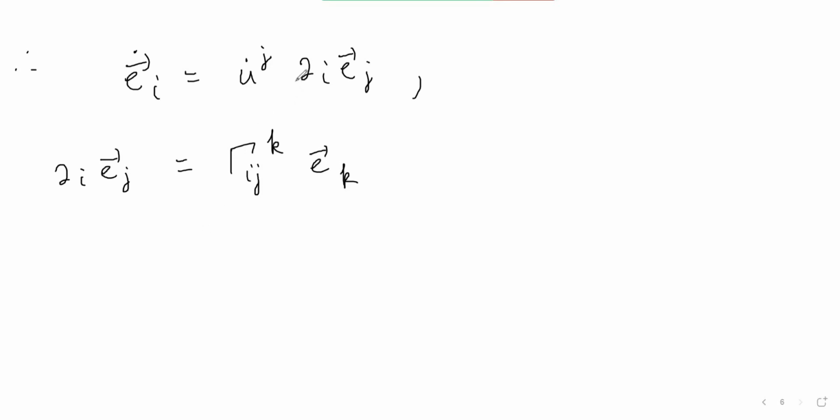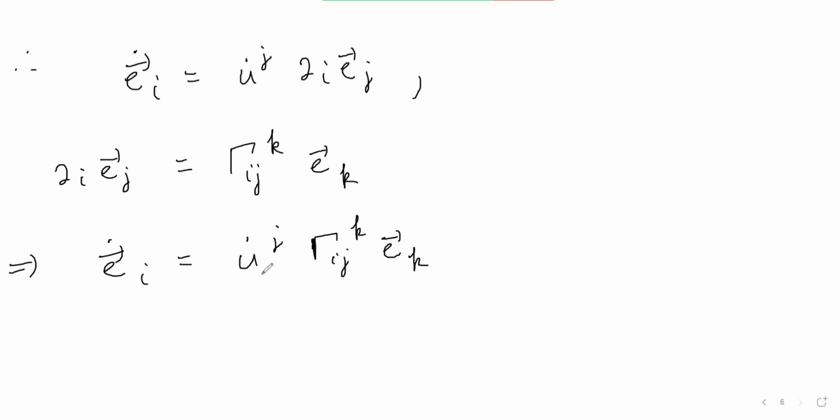We substitute this in here. Okay, so when we do the substitution, we get the following. We get that e dot i is equal to u dot j multiplied by this Christoffel symbol with a k and ij, multiplied, of course, by e k. All right, so we make the substitution. In place of partial i e j, we substitute this expression here.